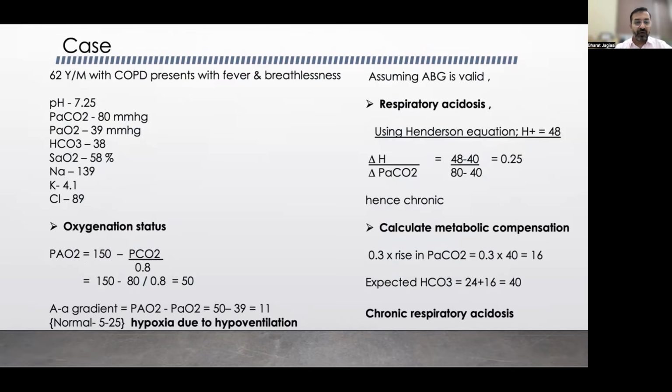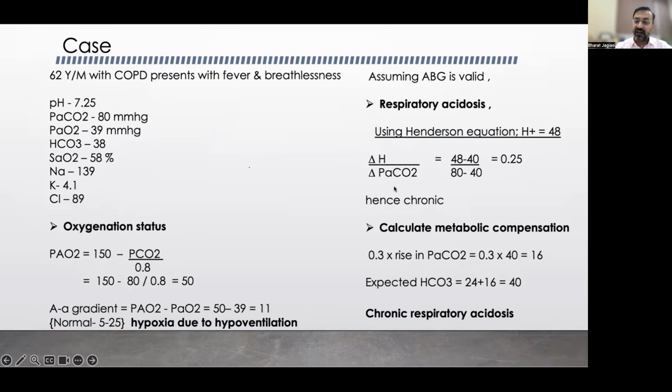So this is the case we are looking into. A 62-year-old male with COPD presents with breathlessness. pH is 7.25, PaCO2 80, PaO2 39, bicarbonate 38, SO2 58, sodium 139, potassium 4.1, and chloride 89. First, we look into the oxygenation status. Looking at the PaO2, the alveolar-arterial gradient is somewhere around 11. Normal, we all know, is 5 to 25. So hypoxia is due to either hypoventilation or a decrease in the PO2. Here, hypoventilation is the problem.